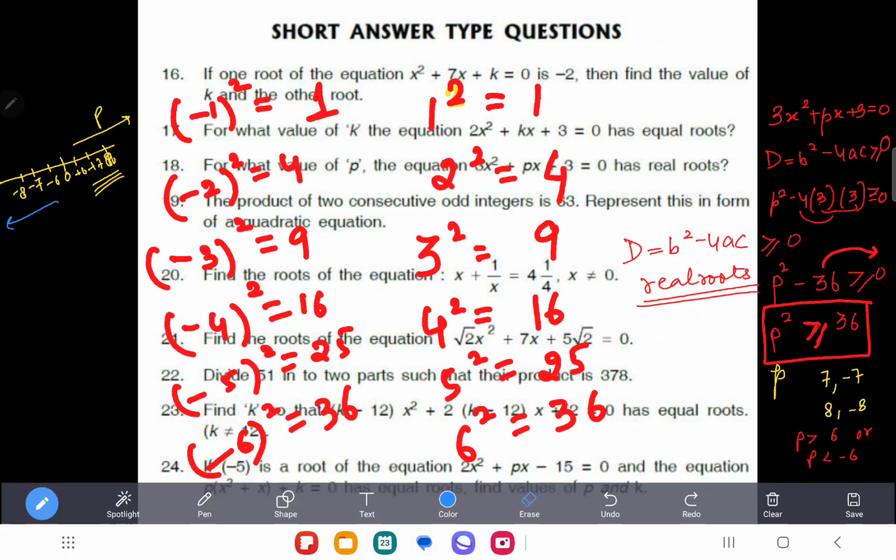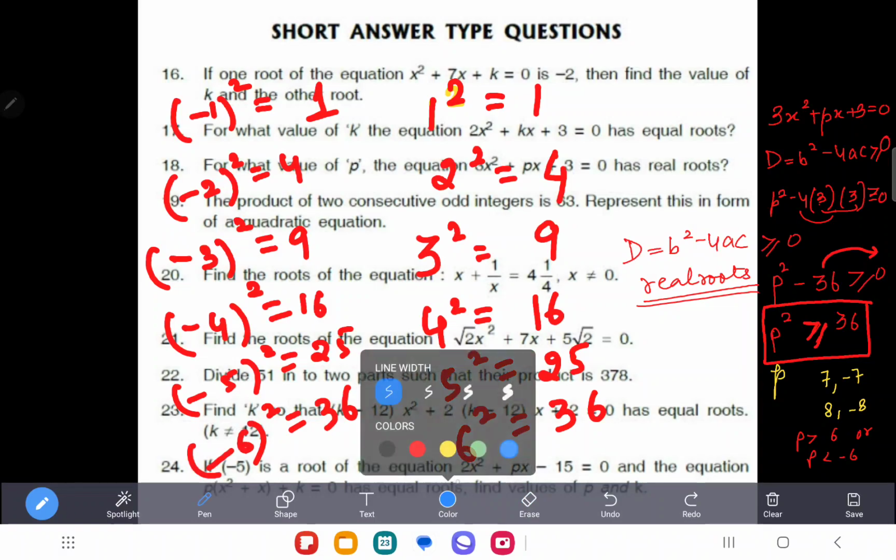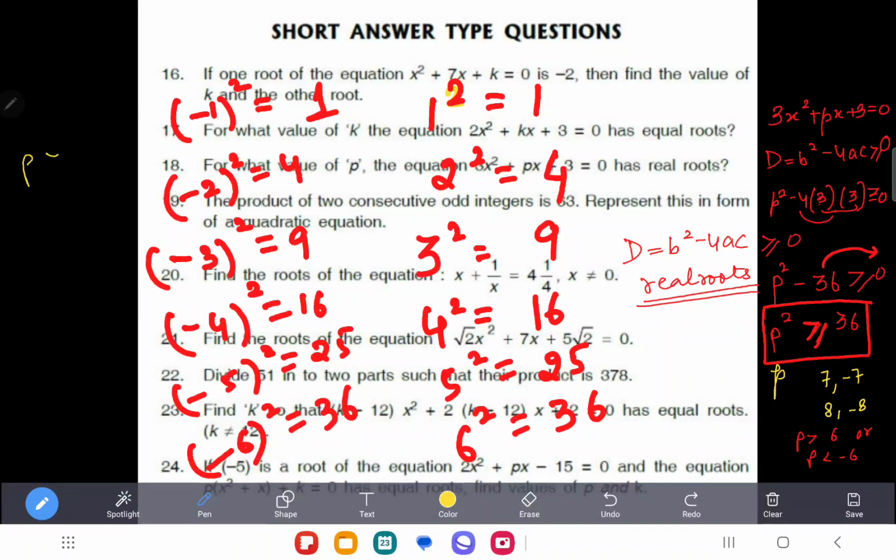Any doubts in this? Okay, no doubt. This is the concept. So my answer should be p greater than or equals to 6 or p less than or equals to minus 6. Are you understanding my point?